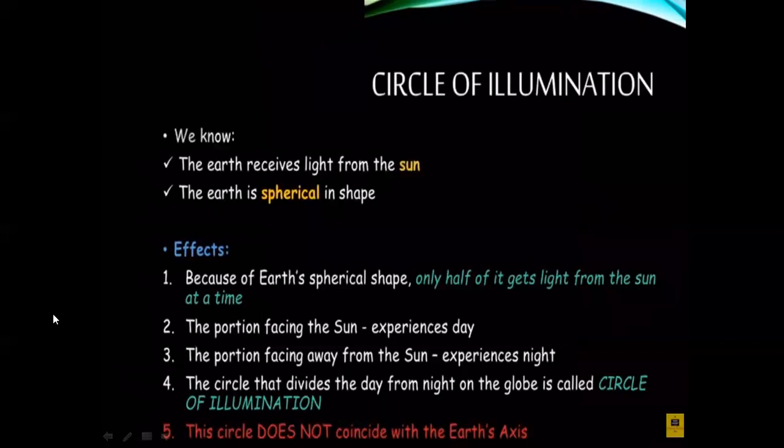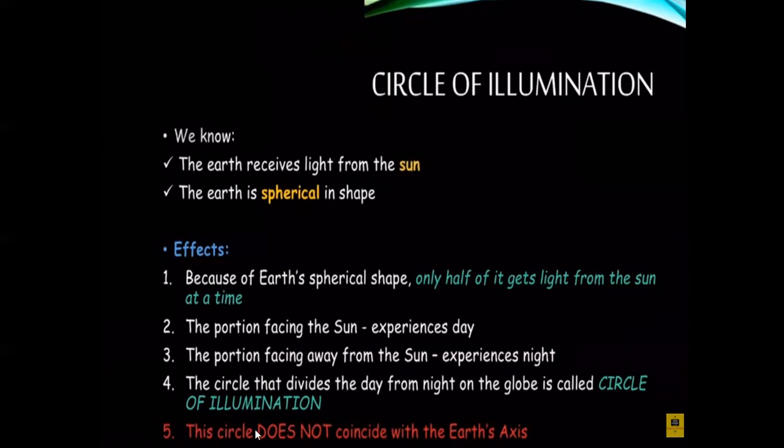Let's see what the circle of illumination means. We know that Earth receives light from the sun. We are still discussing page number 18, the second paragraph, that we are discussing on the screen right now. The Earth is not exactly round, but it is spherical in shape.